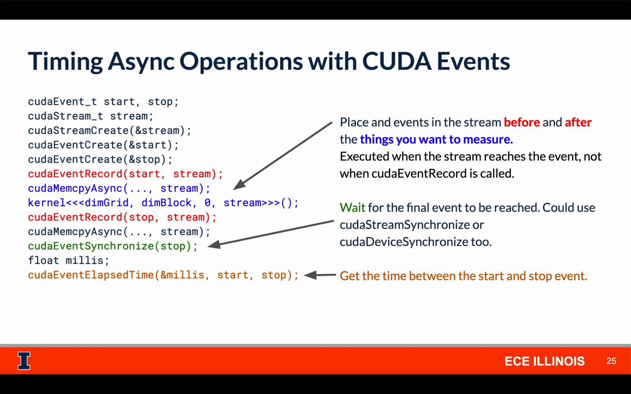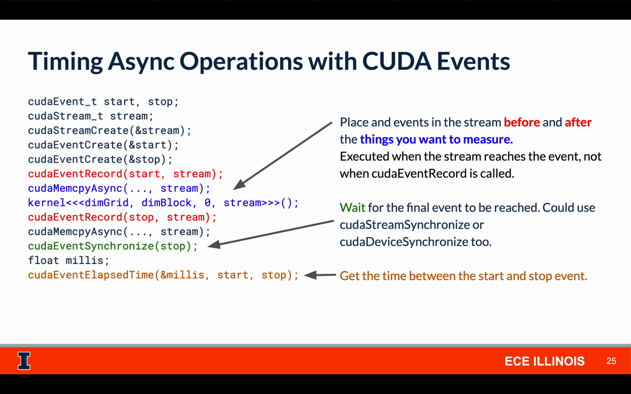On the left-hand side, there's a bunch of code to create and initialize these streams. But the real takeaway is that before and after the things you want to measure, you're going to call CUDA event record to insert different events into the stream. So in this example, we insert the start event before the CUDA memcopy call. And then after the kernel, we do CUDA event record on the stop event. This inserts these events into the stream, and when the stream proceeds enough to reach those events, it will record them.